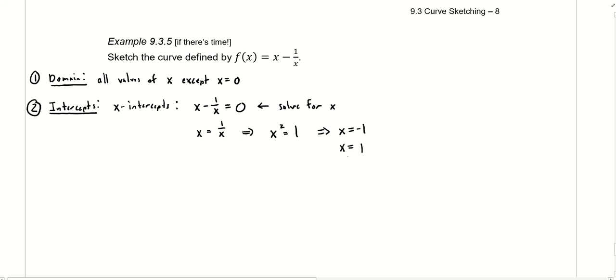So these, let me put a different color box around these. These are my x-intercepts. And more specifically, our x-intercepts are the values of x where our function crosses the x-axis. So a little bit more accurately, let me rewrite this. Our x-intercepts are going to be the points (-1, 0) and (1, 0). So these are my x-intercepts, just to be a little bit more accurate about them.